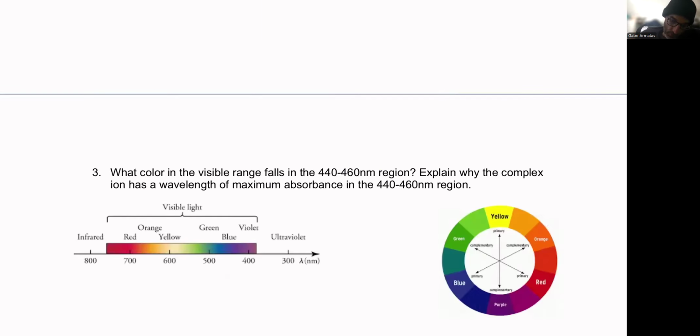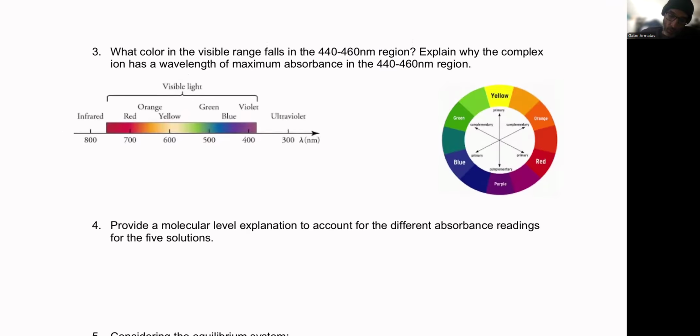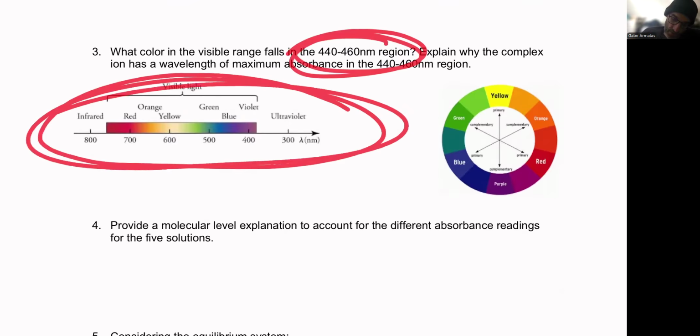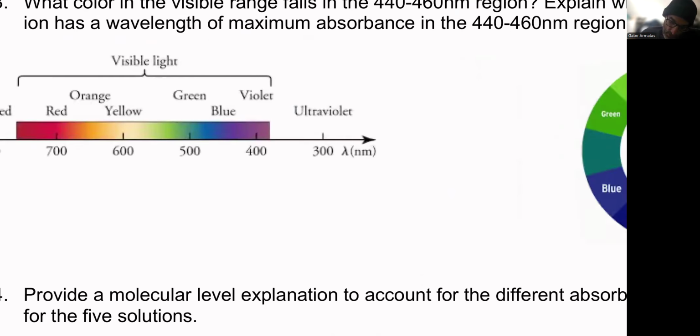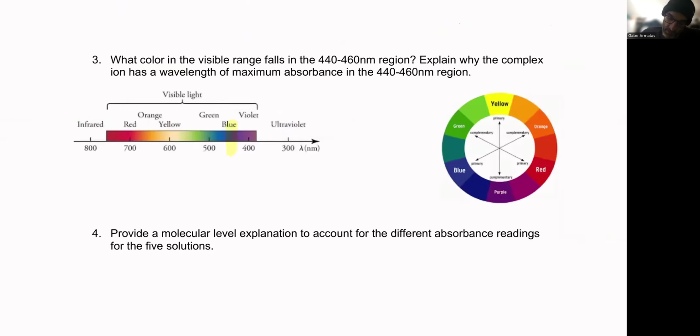All right, good. So what color does the visible? I've got a couple of things here to kind of assist in this explanation. So in the 440 to 460 nanometer region, here are the colors. So 440 to 460, so about 450, halfway through, we have a blue violet-ish color, right? So ultimately what we have is blue.